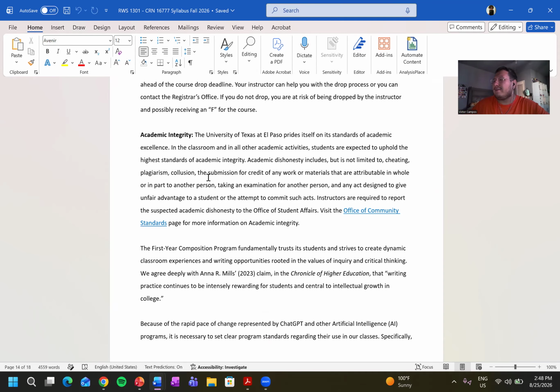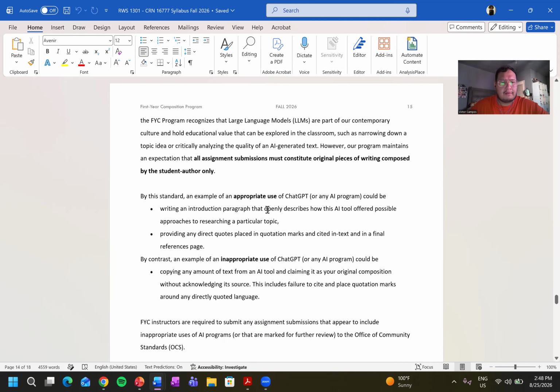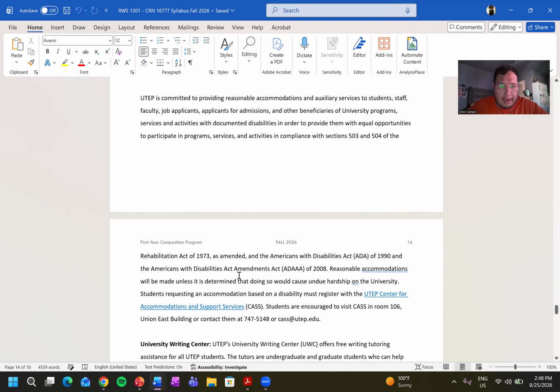But anyways, what else do we have to take a look at? Accommodations. If you need accommodations, you need to go to CAS. Here's their contact info. They're gonna evaluate you, and then they're gonna send me an email with the accommodations that I need to provide you. So do that.